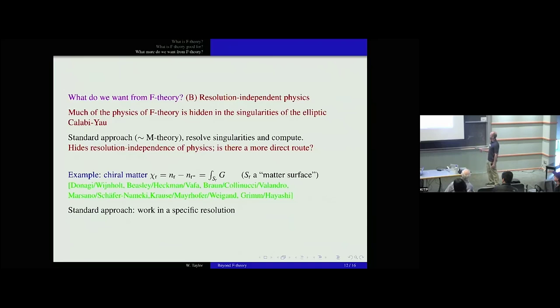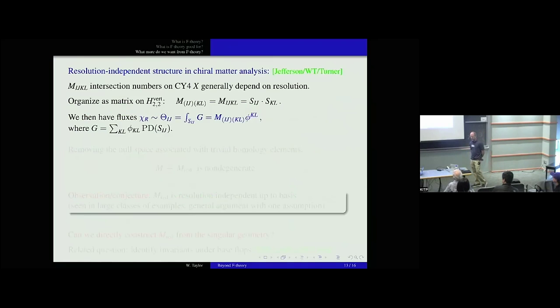So an example of this is when you're computing chiral matter, there's a whole beautiful story that relates to the heterotic story that we can get the chiral index of a given representation by integrating the G flux in the M-theory picture over some surface, and this was worked out by a whole bunch of people, and there's a lot of work, many, many papers on this. This is just a sampling. The standard approach is you resolve the thing in some way or another, and then you do the calculation. But the answer is independent of resolution.